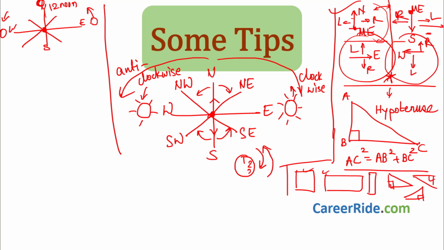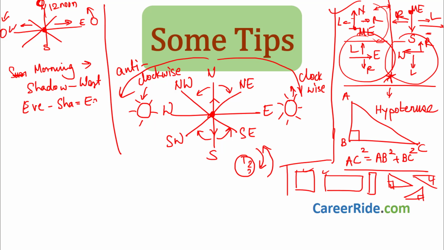What happens is that when the sun rises in the east, the shadow will be on this side, on the west. So during sunrise in the morning, the shadow is towards the west, right? And during evening, when the sun is setting, when the sun is on the west side, the shadow will be on the east side, right? So in the evening, the shadow would be on the east side.